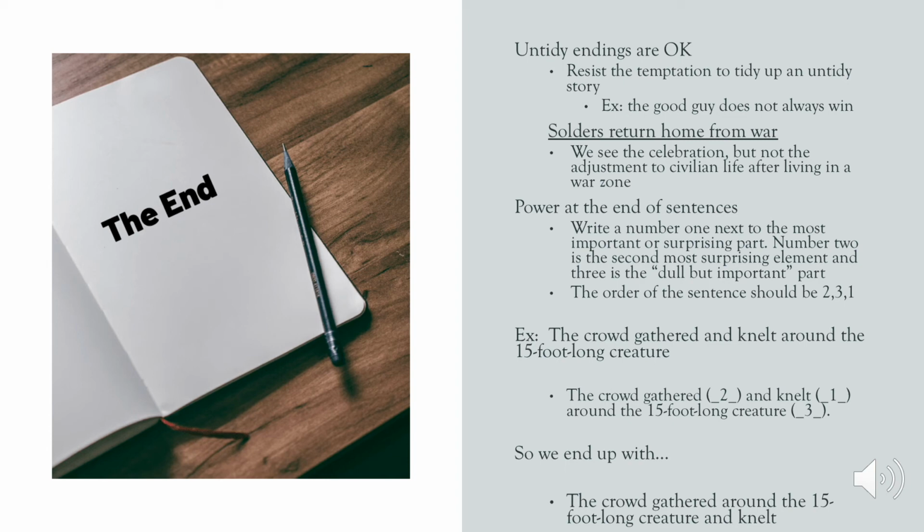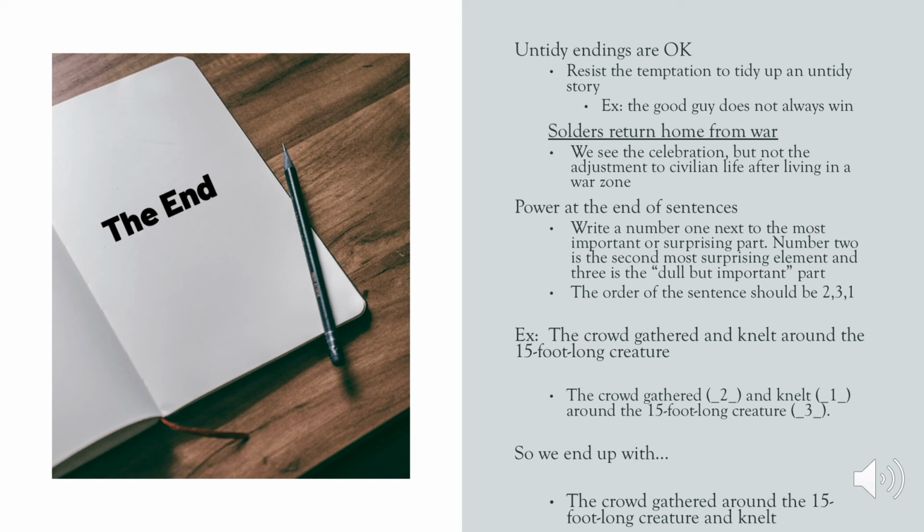Next, we look at the power at the end of the sentences. One method is to rearrange the sentence rather than adding or subtracting anything. Place a number 1 next to the most important or surprising part of the sentence. The second most surprising element gets the number 2, and the context or dull but important part of the sentence gets the number 3. For example, the original sentence reads, "The crowd gathered and knelt around the 15-foot-long creature."